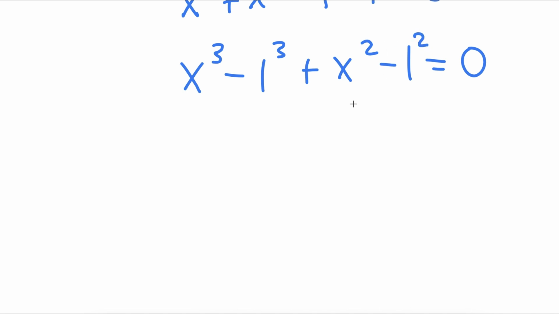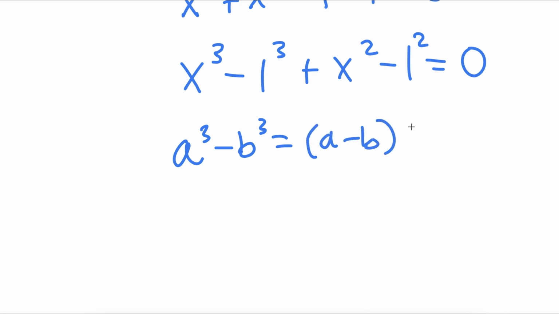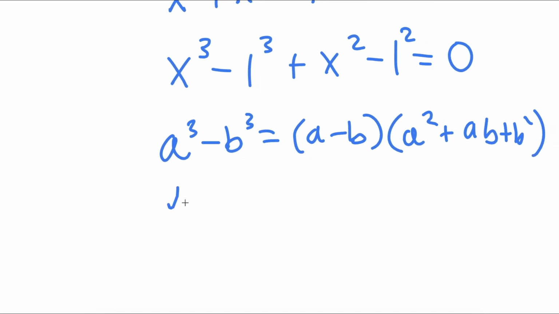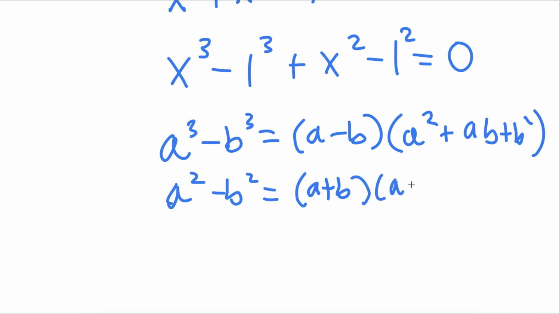And 1 is the same thing as 1 squared. And now if I have something in the form a to the power of 3 minus b to the power of 3, this is equal to a minus b times a squared plus ab plus b squared. And a squared minus b squared, this is equal to a plus b times a minus b.